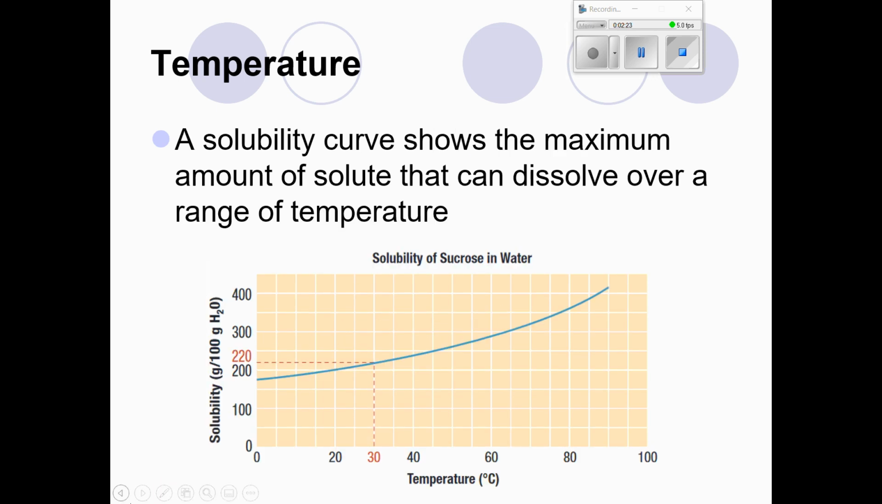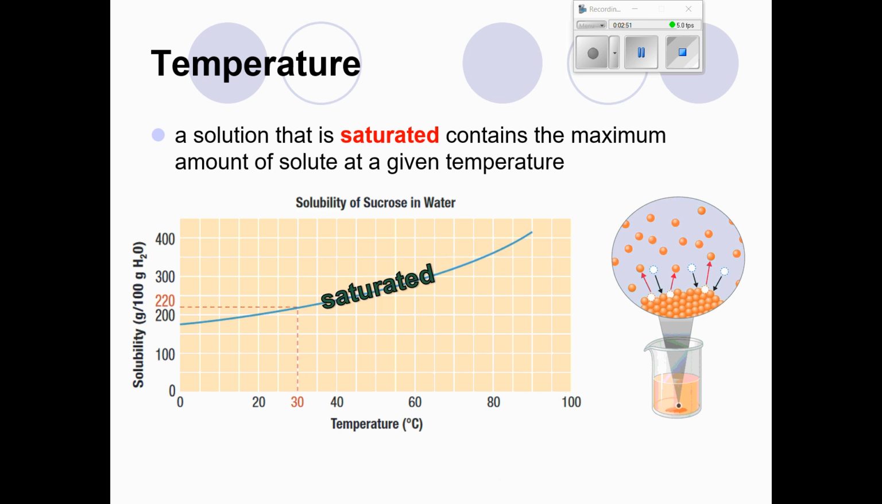And what you'll notice is that it changes with temperature. So if I go over to, let's look at 80 degrees here. At 80 degrees, we can dissolve a lot more. We're looking at about 360 grams that we can dissolve of this sucrose solution. So again, these solubility graphs or curves are really handy to determine how much you can actually dissolve. Now, a solution that contains the maximum amount at a given temperature, right on this line, is said to be saturated. So this would be the saturation line.